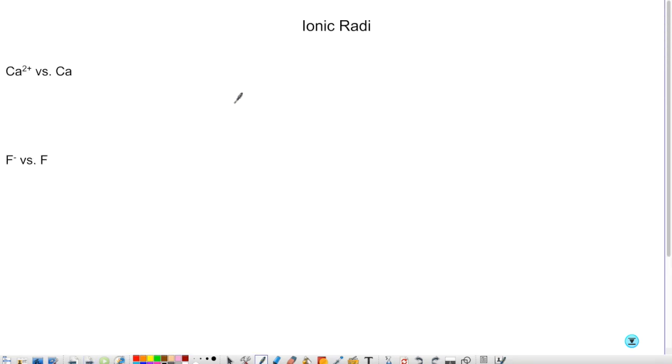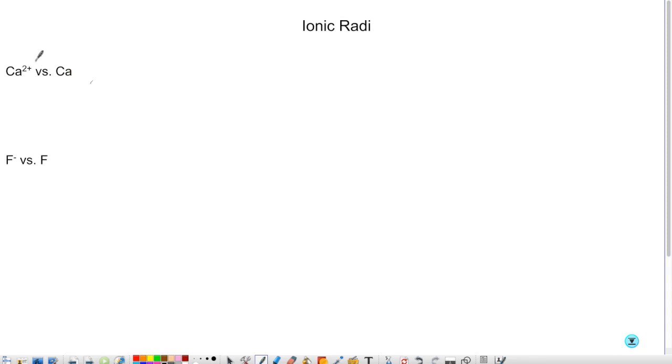Now, I want to take just a moment here to talk about ionic radii. So we did atomic radius. Now the weird thing here is that ionic radius is going to behave a little different. You just got to kind of keep these things in mind. And generally when I'm asking you these, I'm going to be asking you the ion versus the element. Okay? So let's take a look at calcium ion versus calcium element.